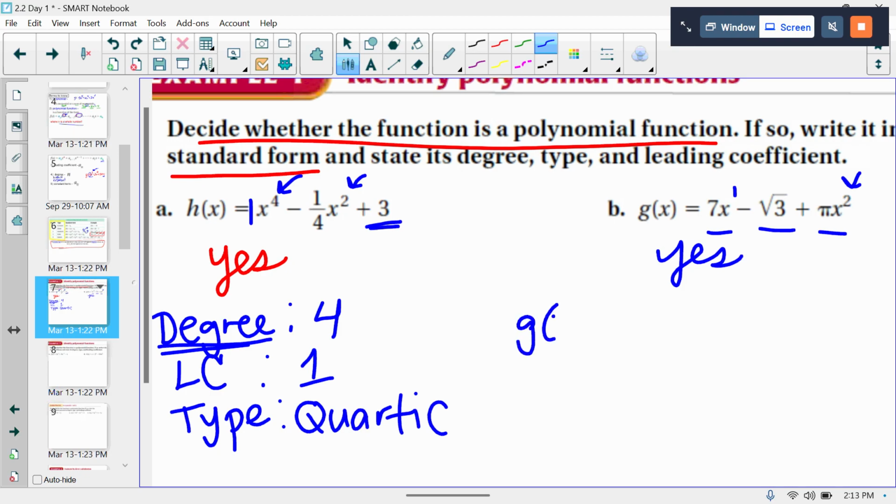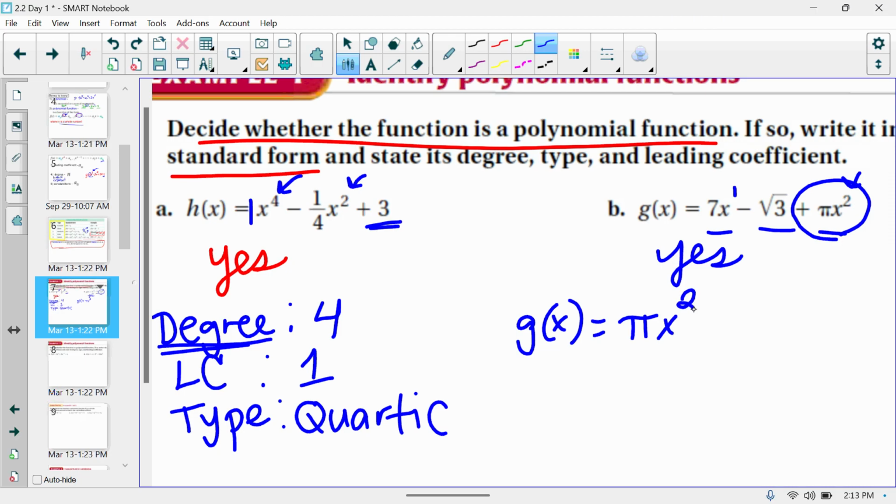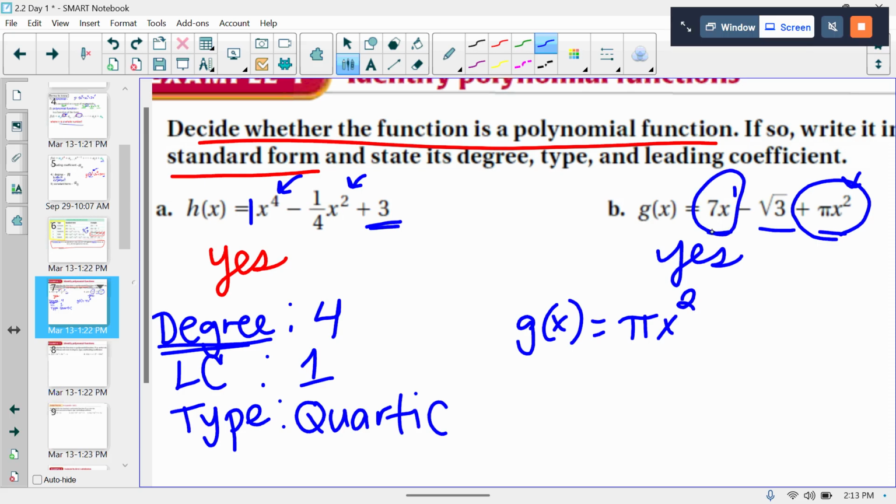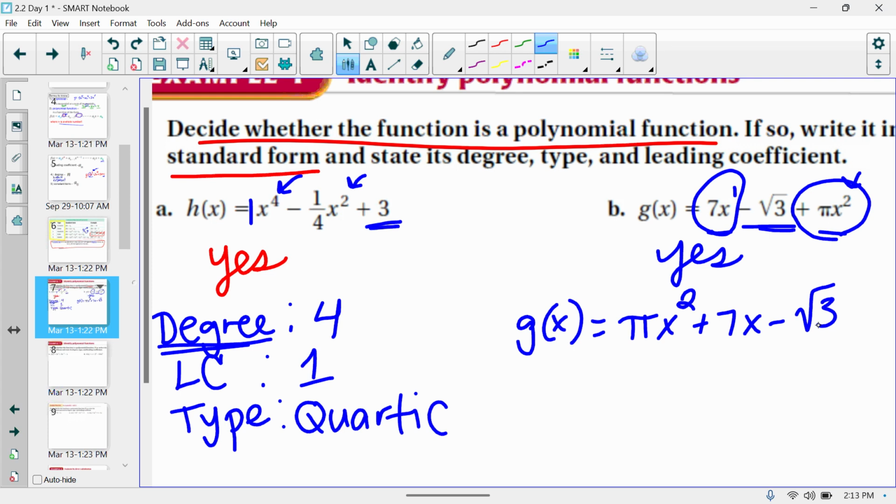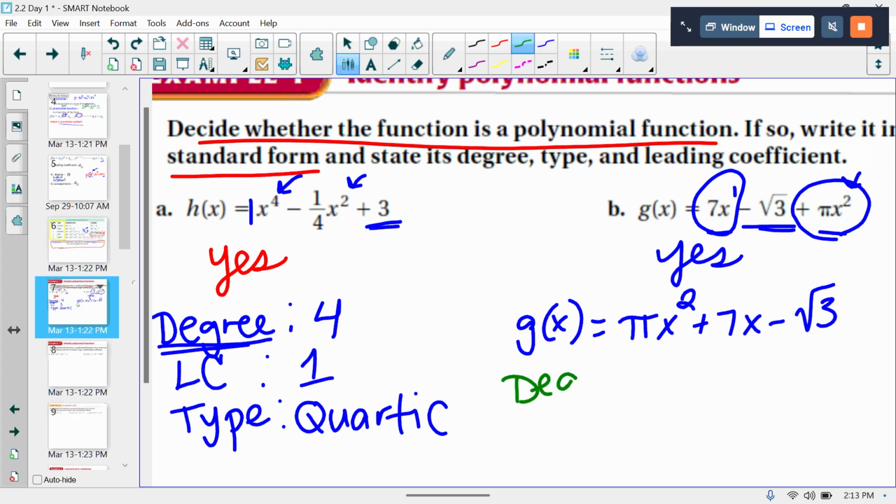So if we want to write it in standard form, we have to write the term that has the highest exponent first. That would be this one. So our pi x squared is going to come first. Then we go from greatest to least. So that means this term's going to come next. So since it's positive, we write plus 7x to the first. I don't really need to put the exponent anymore. And then the constant, so negative radical 3 is going to come last. Okay? The degree is 2. That's the highest exponent.